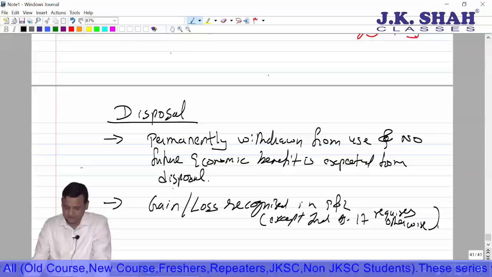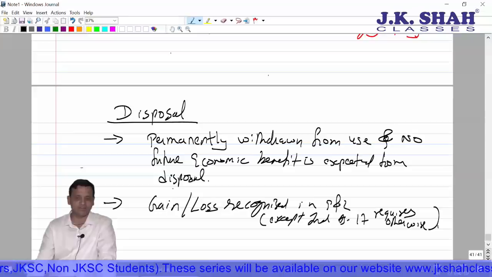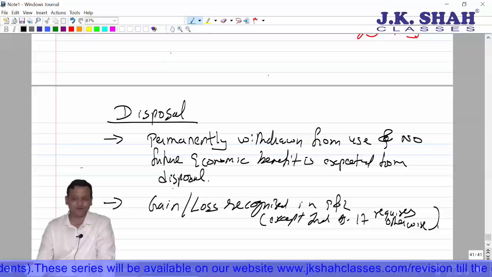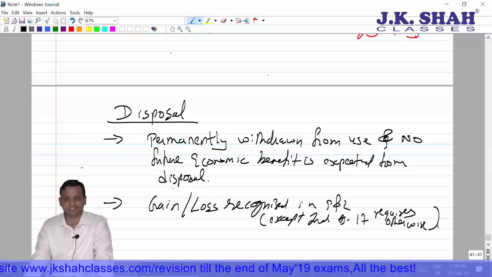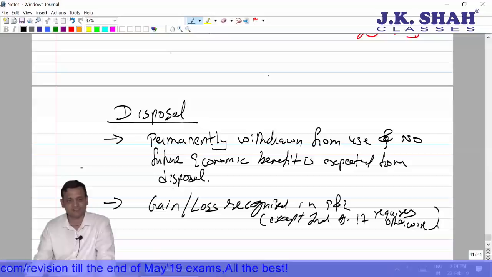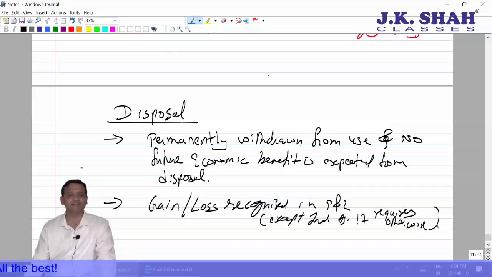This exception in IND AS 17, I can give you only when I will be in a position to teach you IND AS 17 afterwards. That is sale and lease back. There's a concept of sale and lease back. An investment property, I sell it off and I again lease it back. And that lease is a finance lease. In that case, IND AS has its own way. It says that profit and loss is not to be recognized now, but it has to be deferred. Like the profit is to be deferred, loss is to be recognized. IND AS has its own way. So I'm not discussing that point as of now.